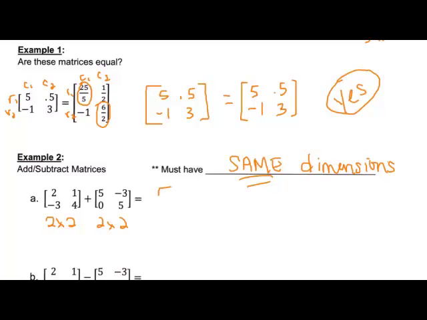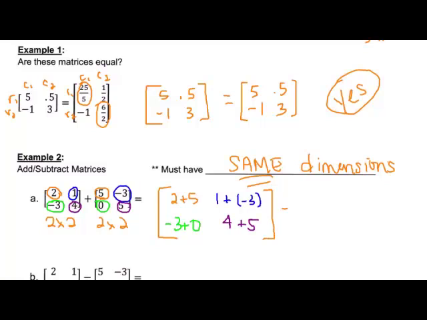So when we add matrices, we just add the corresponding positions. So we're going to start with 2. This is row 1, column 1. And row 1, column 1 for the second one as well. And we're just adding these together. So 2 plus 5. And then we can take row 1, column 2. So we have 1 and -3. Again, adding those together. Next one, we have -3 and 0. And lastly, we have 4 and 5. So we're just going to add these.